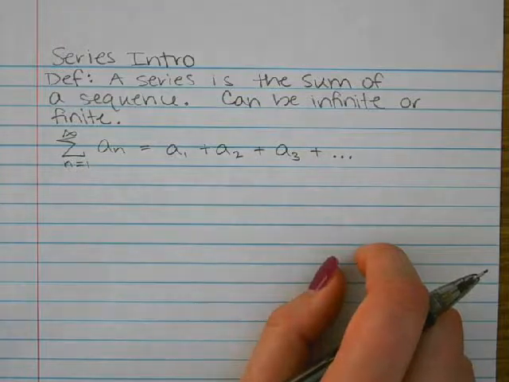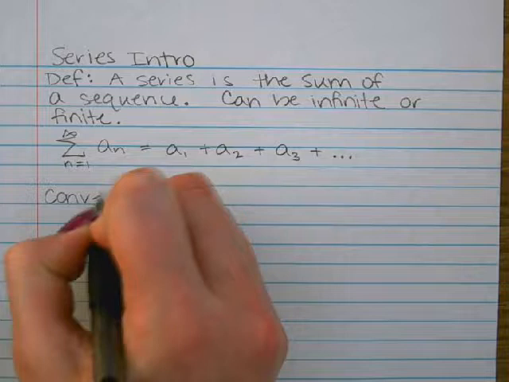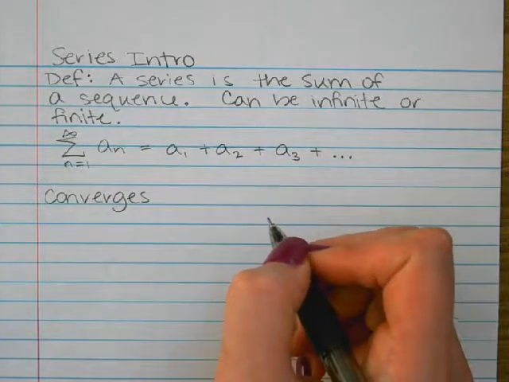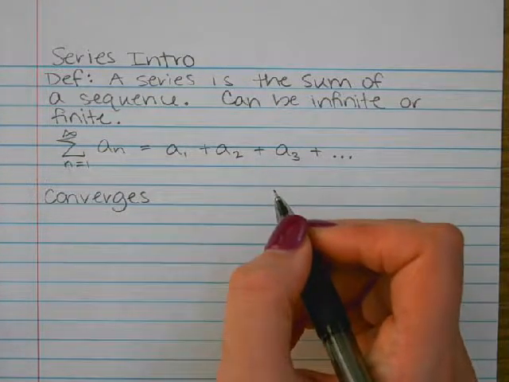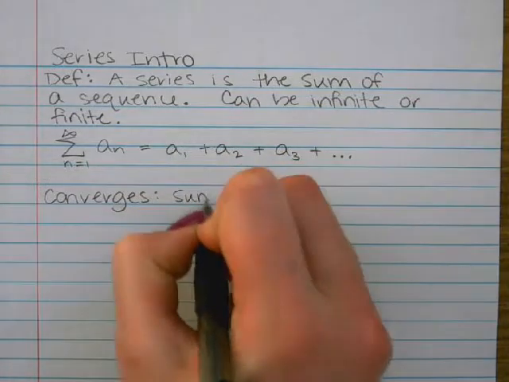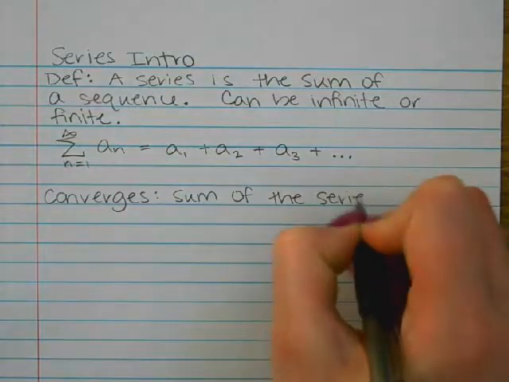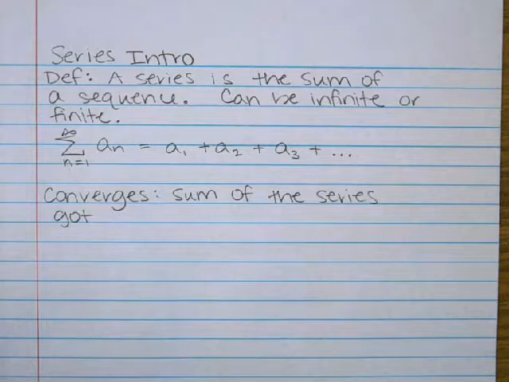So here we're going to say that a series converges. Right now I'm not talking about a finite series, I'm talking about the whole series in general. The whole series converges if it goes to a specific value. So I'm going to say the sum of the series goes to a specific value. Not got, goes to.